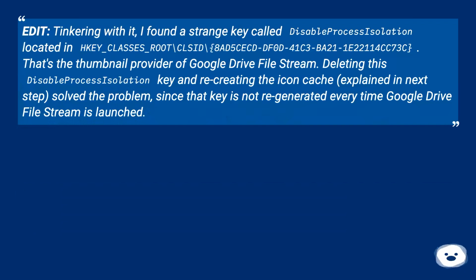Tinkering with the registry editor, I found a strange key called DisabledProcessIsolation located in HKEY_CLASSES_ROOT\CLSID\{8 5CSTF0D41C3BA21 1e22114cc73c}. That's the thumbnail provider of Google Drive File Stream. Deleting this DisabledProcessIsolation key and recreating the icon cache, explained in the next step, solves the problem, since that key is not regenerated every time Google Drive File Stream is launched.